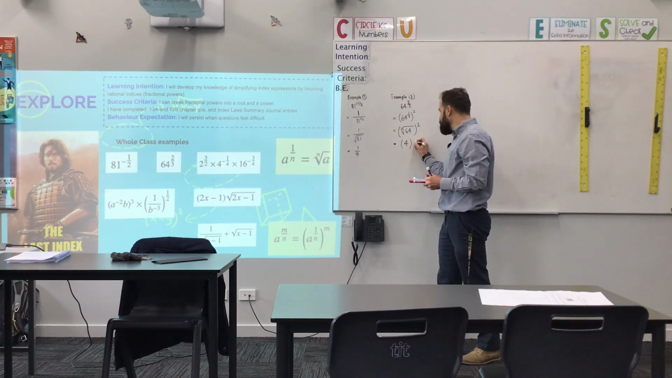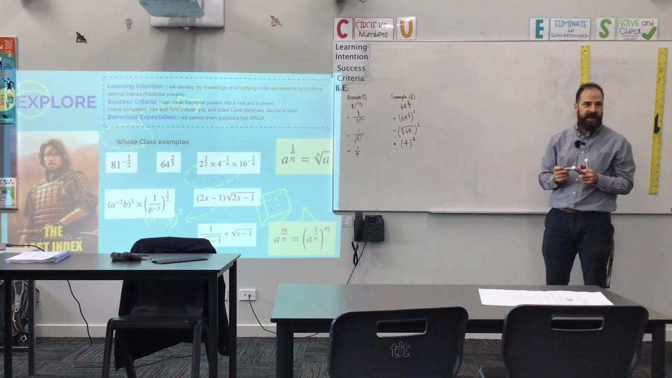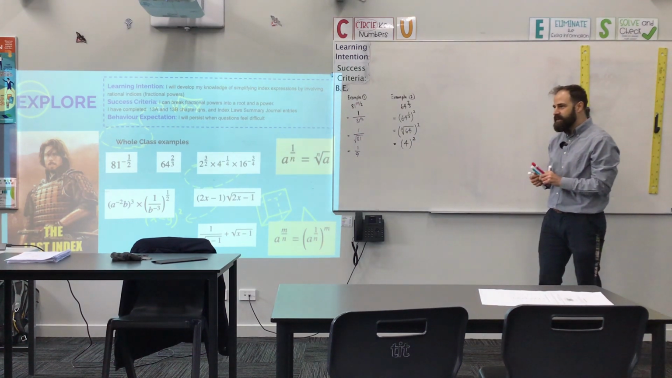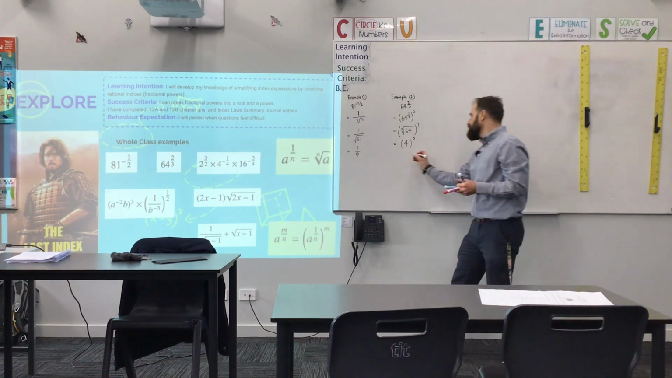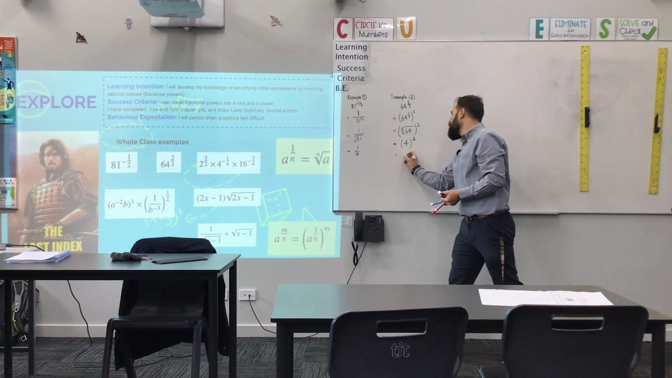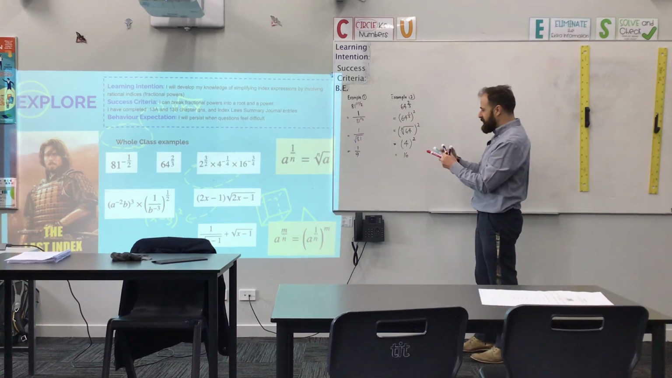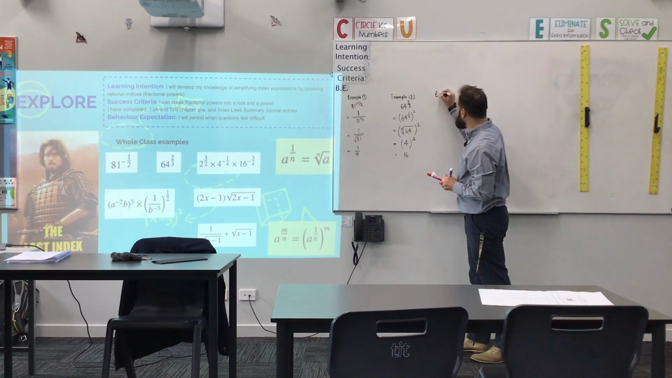So the bit inside the brackets is now equal to 4, and we've got a squared on the outside of the brackets. What do you think my last step is going to be? What was that word we had before? Evaluate. 4 to the power of 2 is? 16. So there's my final answer. And I'm disappointed that I messed up my colour coding here. I'll see if I can get it right on the next one.